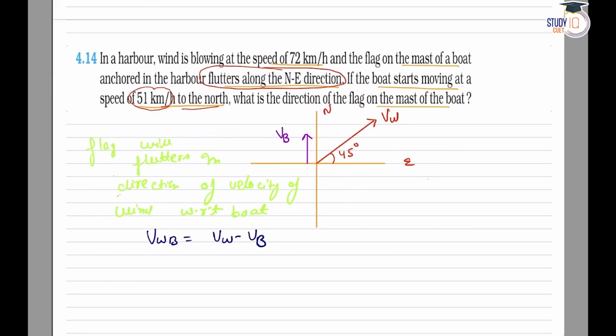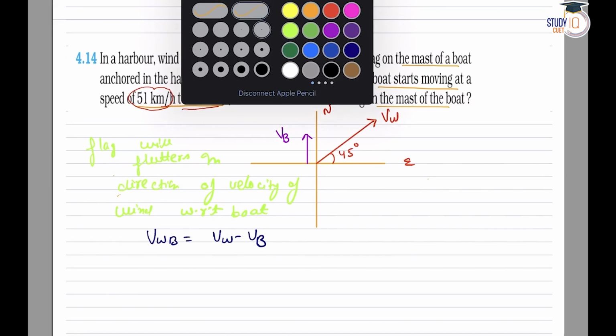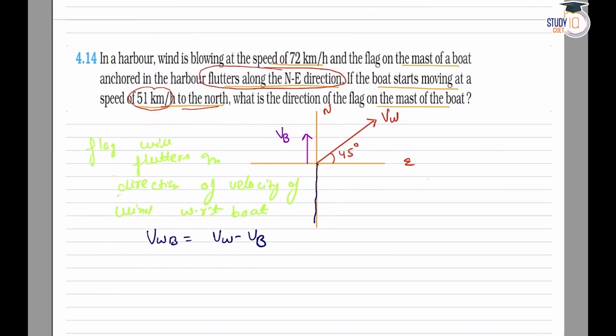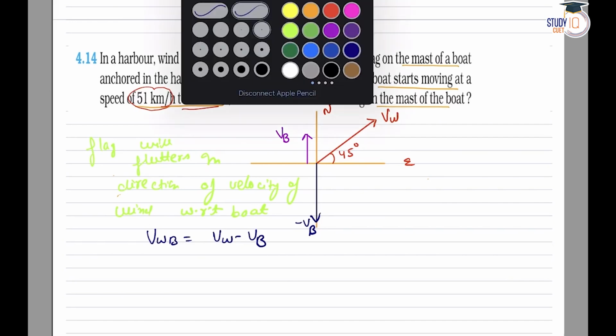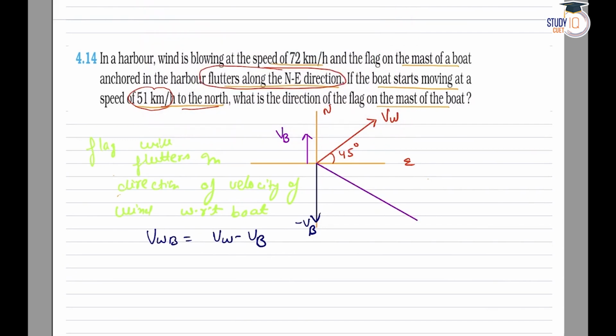So VW is in this direction and VB is in the upward direction, so minus VB would be toward south. So this is minus VB. And the resultant, let's say this is VBW, and this VBW makes an angle of theta with VW.